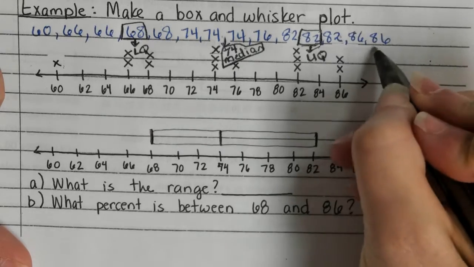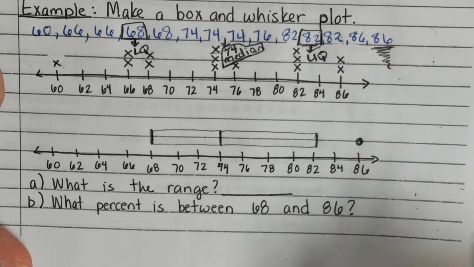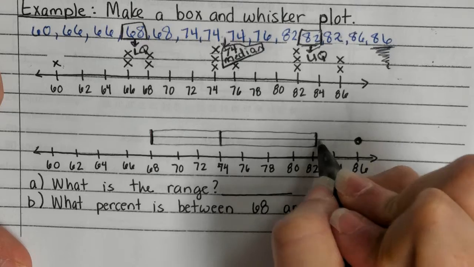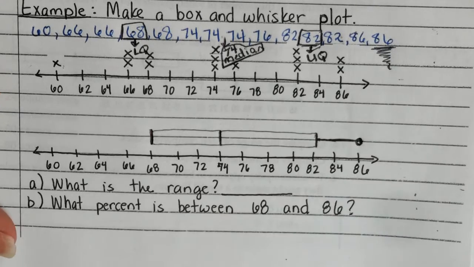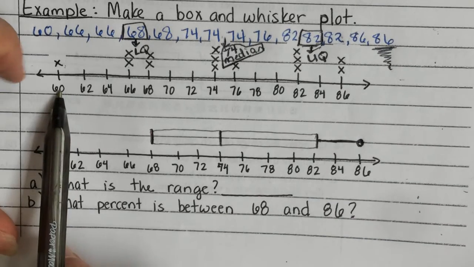And I'm looking at my data, guys. I'm looking at that number. That's why I'm stopping at 86. And then my bottom number is 60.